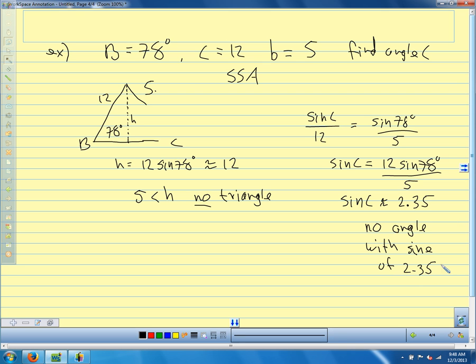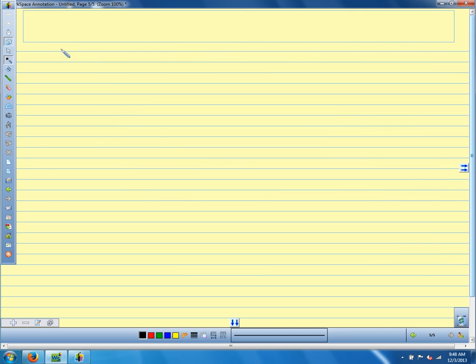So two different ways of looking at this problem. If your calculator gives you an error when you have a side-side-angle triangle, that might be a hint that you need to look at what's going on there a little more carefully. So questions on that example? So that's one possibility. You might not get a triangle with a side-side-angle triangle.